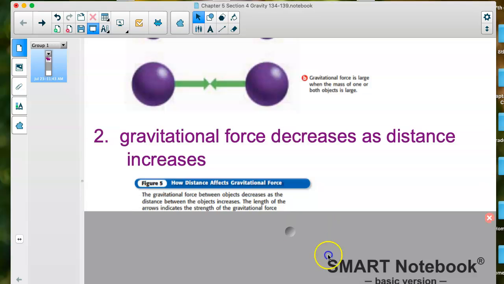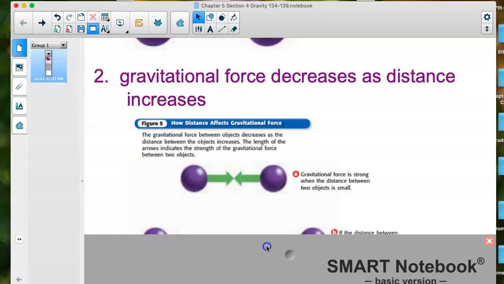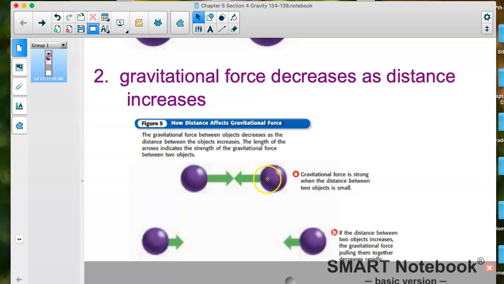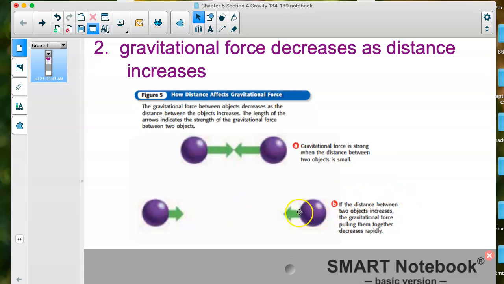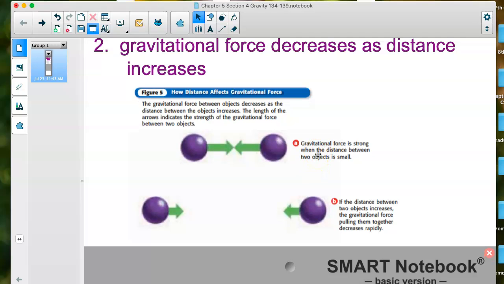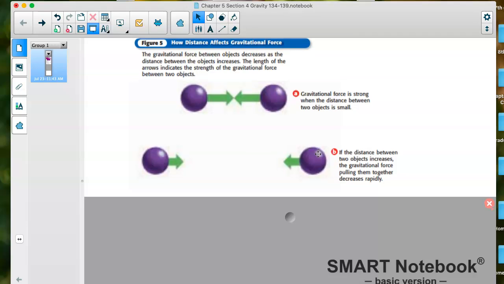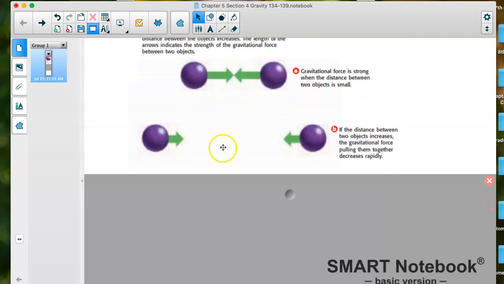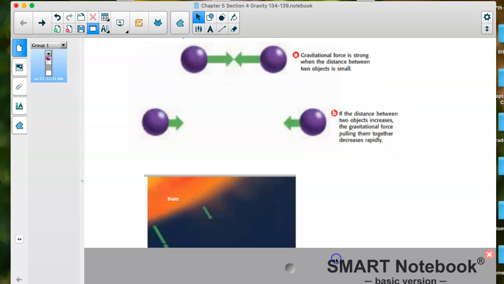The second part that we need to know is that gravitational force decreases as the distance increases. Same size objects, but look at how close they are. That gravitational force is going to be stronger. The farther apart they get, the less they are pulled back together. Now, this isn't a thing that could be measured with inches. We're talking significant distance. So when you think about that, make sure you're thinking of it in terms of not like tiny little space, right? That's an important piece to remember.